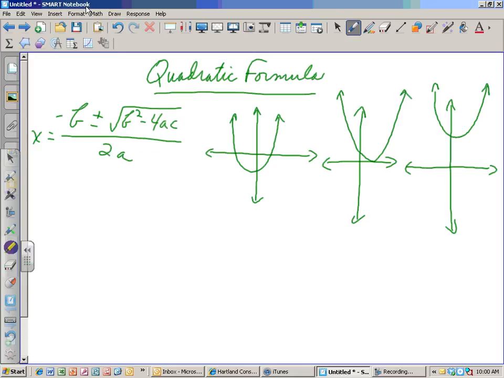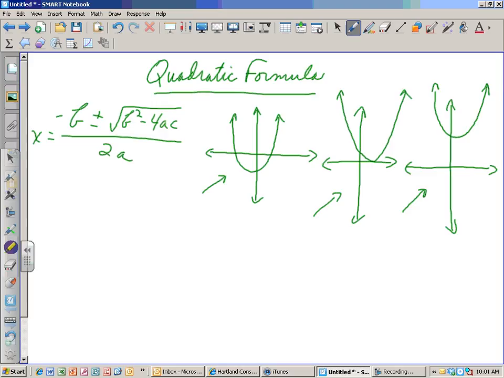Right. So talking about the quadratic formula. We have three choices if we have a quadratic equation, something like x squared plus 3x plus 2. Our three choices are, it could cross the x-axis at 2 spots, or it could just touch at 1 spot, or that parabola doesn't hit the x-axis at all. Those are our three choices.